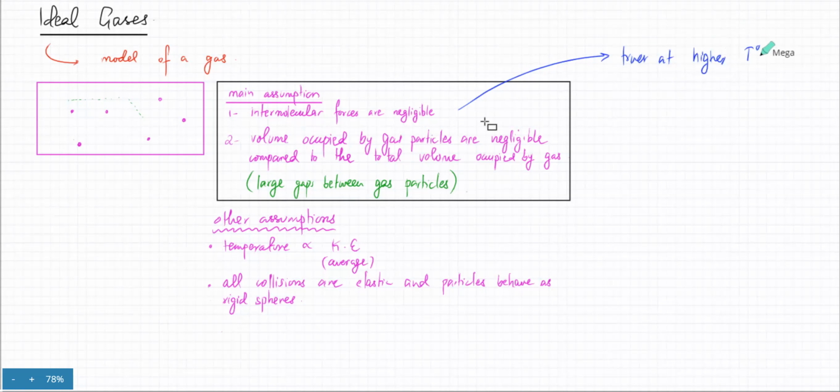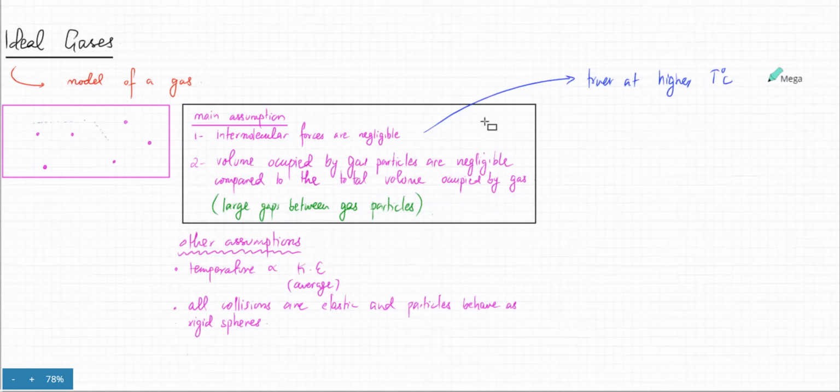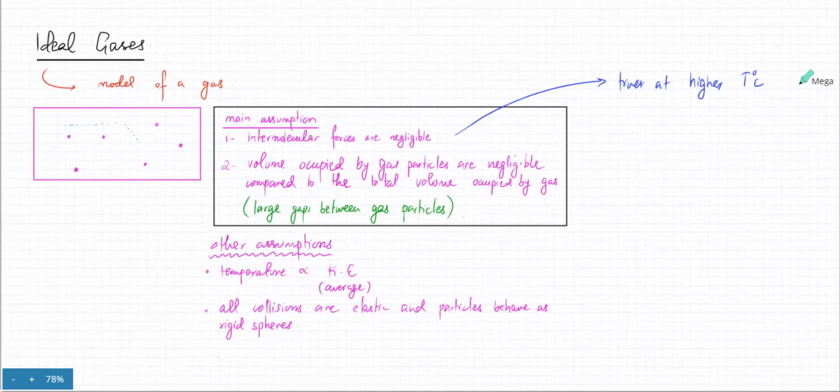If a gas is at higher temperature, then the intermolecular forces are definitely going to be negligible. For example, if this particle is really, really energetic and it's quickly moving around, it won't really matter if the other particles attract it or not, because it would have so much energy that it would easily overcome those intermolecular forces. So the first assumption is going to be truer at higher temperature. Any substance would probably appear to be behaving as a gas at higher temperature.